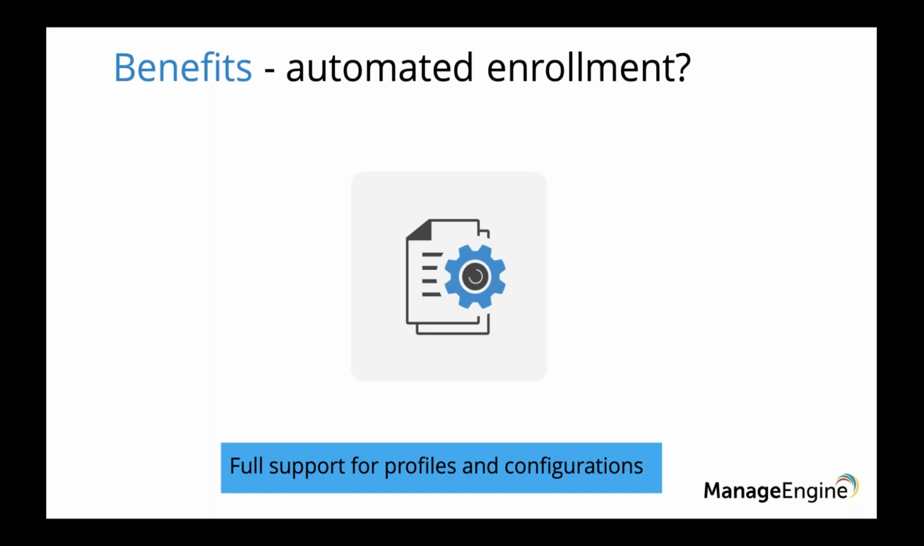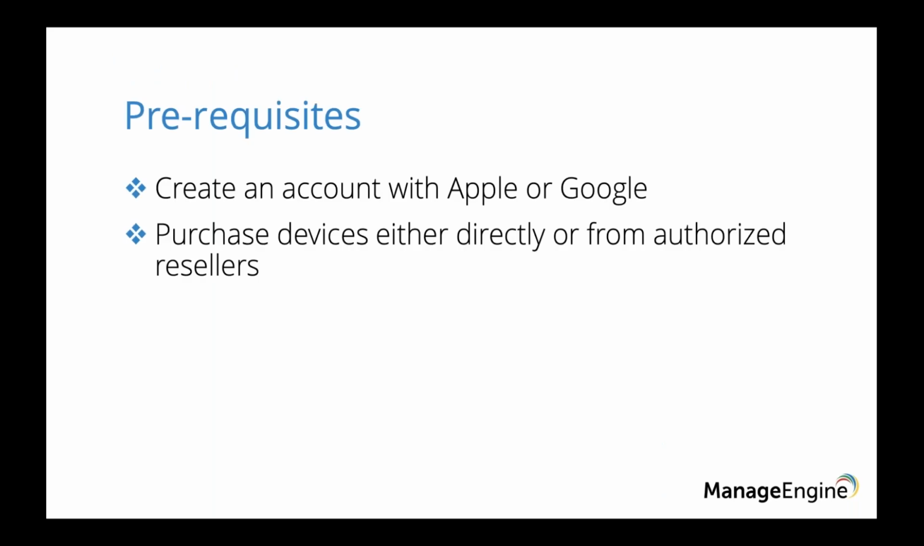So there are a few prerequisites that come along with this. The first prerequisite is to create an account with Apple or Google for your Apple Business Manager or your Android for Work service or your Zero Touch service. The next one would be to either purchase the devices directly from Apple or Google or from their authorized resellers. They are pretty keen on that, and they would follow it up as well just to check and see if all your serial numbers are purchased from the right vendors.